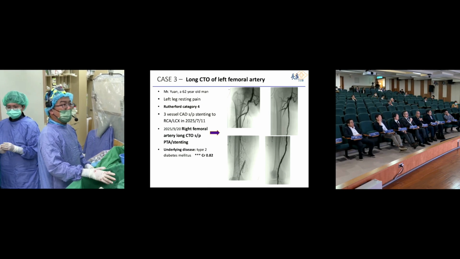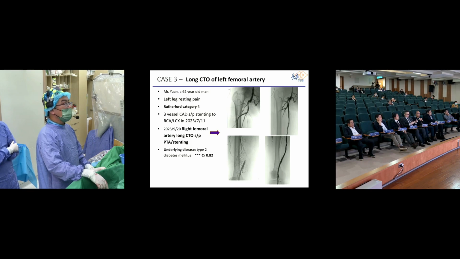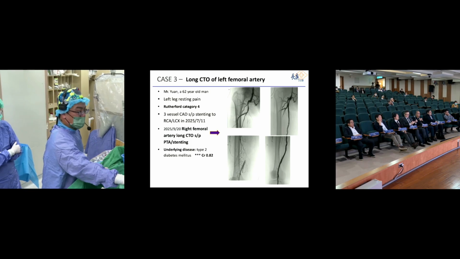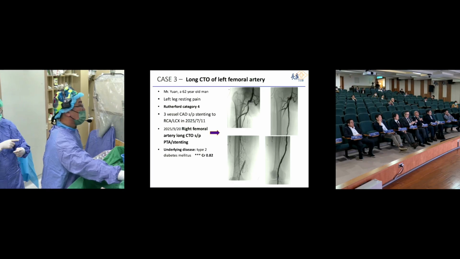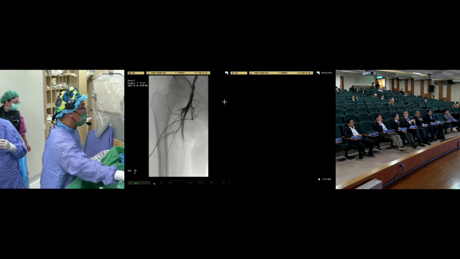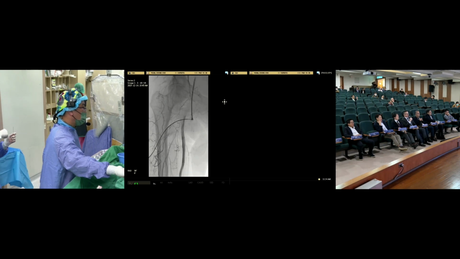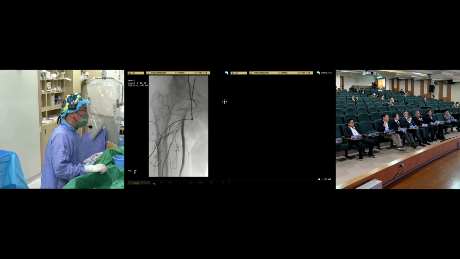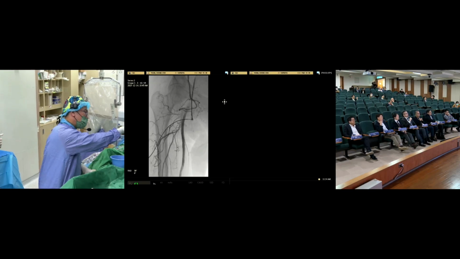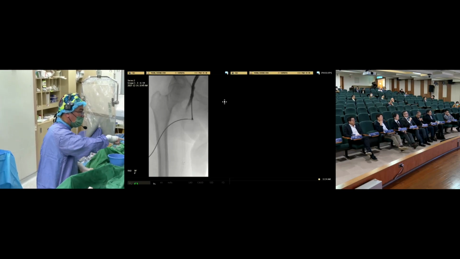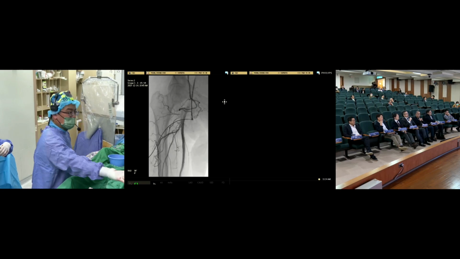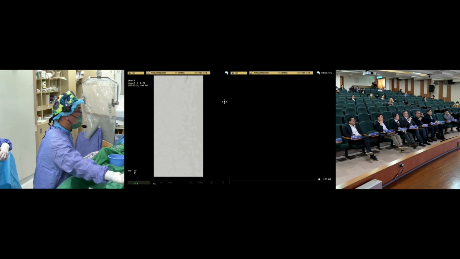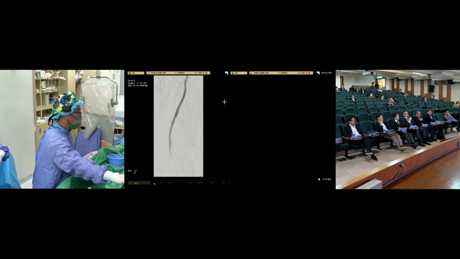Today our target is the left femoral popliteal. This is our approach, right femoral artery. Because this is bilateral CTO, initially I see the SFA stump size maybe below the femoral head, 3 months ago. After the canalization, we put a stent. Below the knee, the flow is quite good.